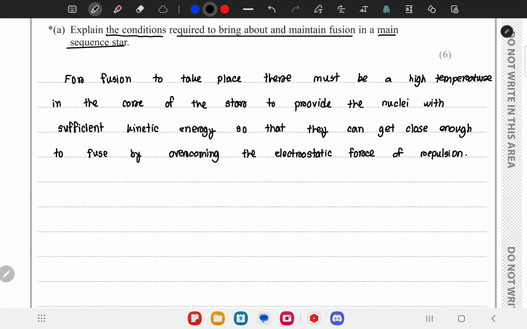This is the part about the high temperature stuff. Now we have to talk about the high density.